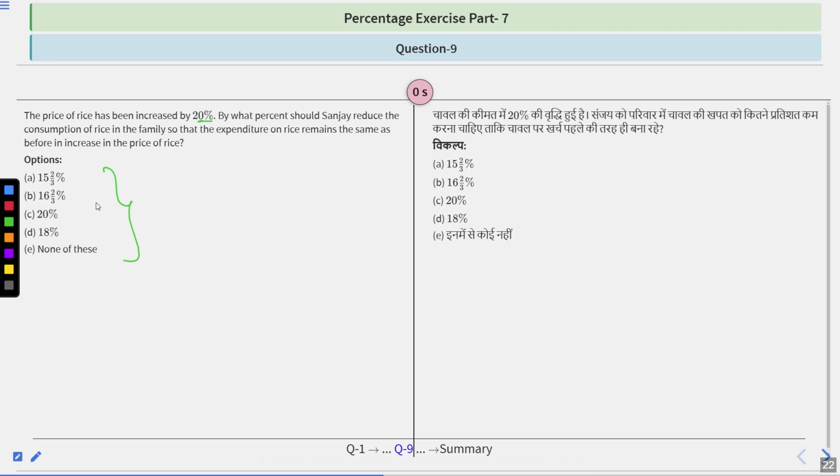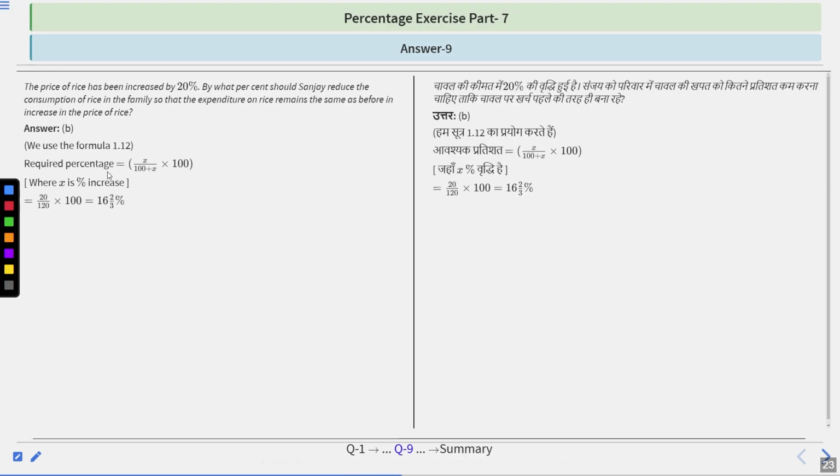Time's up. Let's see the solution. For the required percentage, we use this formula: x upon 100 plus x, multiplied by 100, where x is the percentage increase, so we get the percentage decrease directly. Clear? So 20 upon 120 multiplied by 100, which is 16 2 by 3%. So Sanjay reduced consumption by 16 2 by 3%.